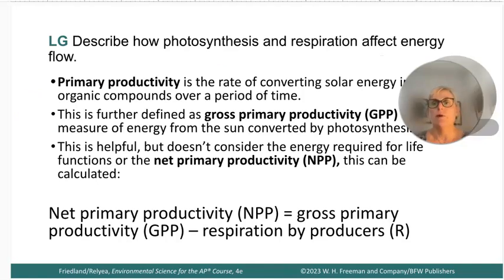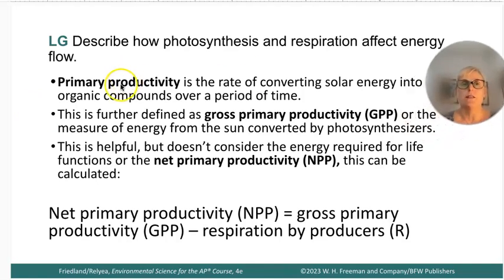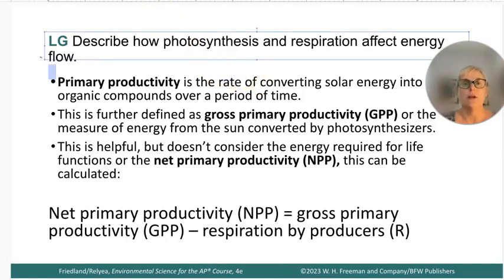Primary productivity is the rate at which solar energy is converted into organic compounds over a period of time. One thing to be really clear on for the AP test is that it is a rate. So we have here a rate, and that can be per square kilometer, some unit of area.